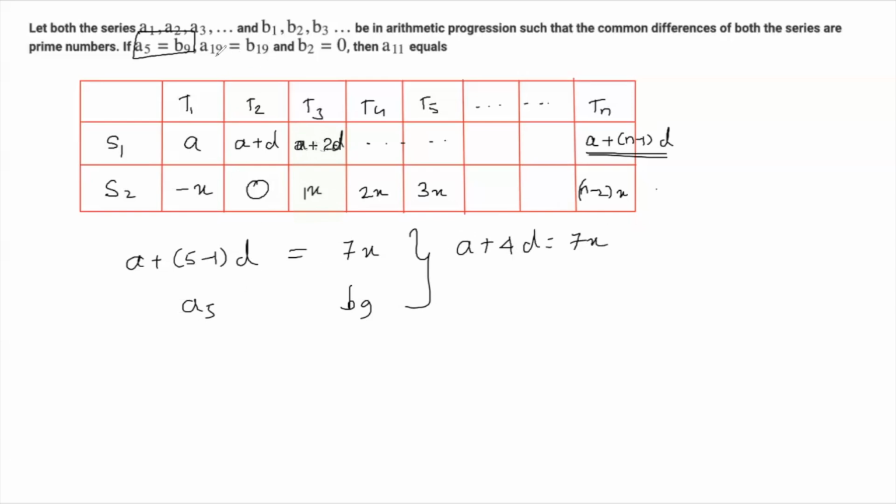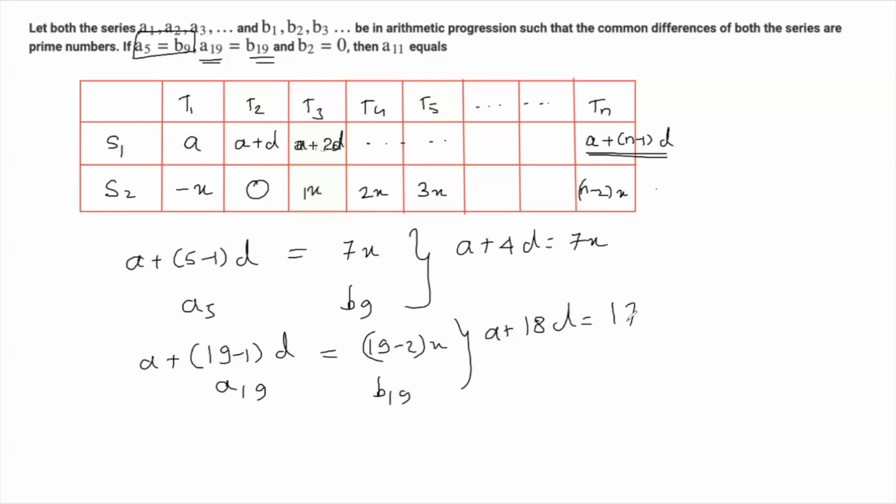Now, the second condition is A19 is equal to B19. For the first AP, the 19th term A19 will be A plus (19 minus 1) into D. And for the second AP, the 19th term will be (n minus 2) into x, so (19 minus 2) into x. Since they are equal, we equate the two. We'll get A plus 18D equal to 17x. Now, the whole question revolves around finding out A11. So we completely eliminate the value of x, and for that, I'll simply divide these two equations.